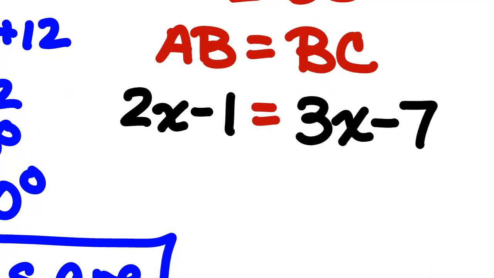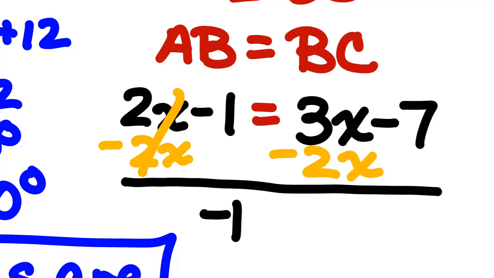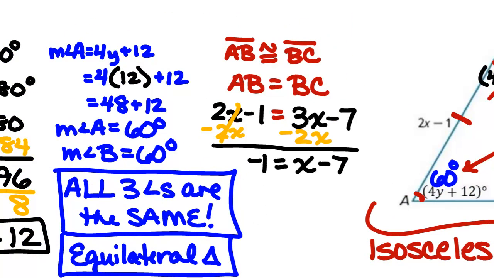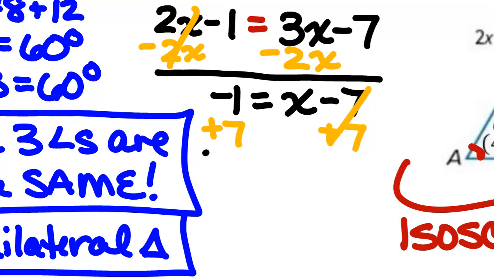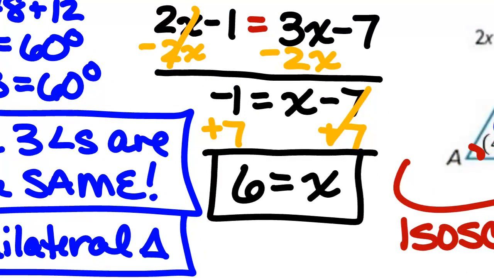And then we're going to solve this for x. So first thing I'm going to do is get my x's to the same side. I have -1 equals x minus 7. And then I would add 7 to both sides. I get 6 is equal to x.